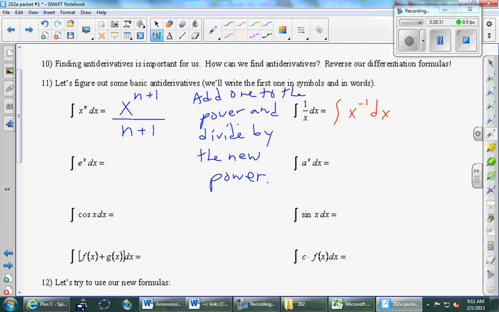So this rule over here is only good as long as n is not what number? Negative 1. That rule is fine for every power except negative 1. So we need a different rule, and it's really unrelated to the first rule. Where did 1 over x come from? It's natural log. Don't forget the plus C stamp on all these.